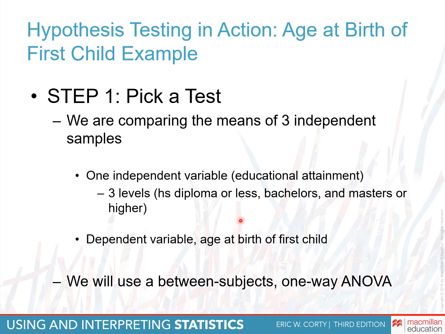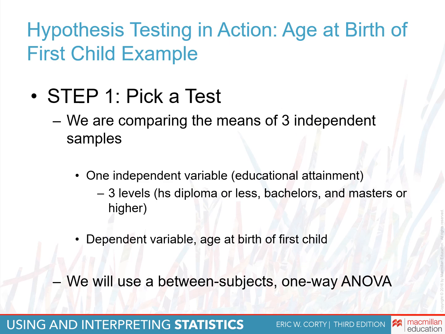And so since we have 3 independent samples, we can't use the independent samples t-test because that only allows for 2 different groups. We have 3 groups, however, and we're looking at the means of 3 independent samples instead of 2. So we have to do an ANOVA. So again, it's between subjects. We're comparing 3 different groups. It's one way because we only have one independent variable, and that's educational attainment. So we're going to use a between subjects one-way ANOVA in this example.